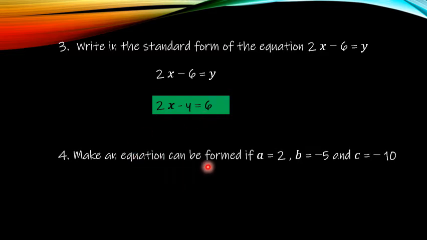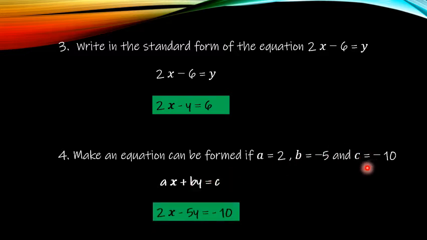Make an equation if a equals 2, b equals negative 5, and c equals negative 10. We have the formula for standard form. Let's substitute: a is 2, b is negative 5, and c is negative 10. So the answer is 2x minus 5y equals negative 10.